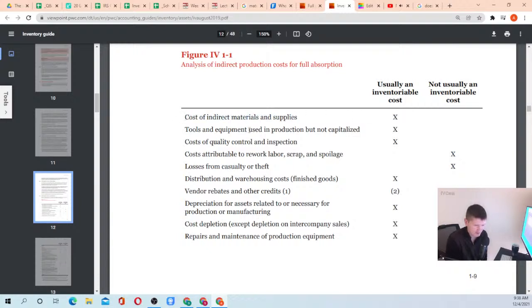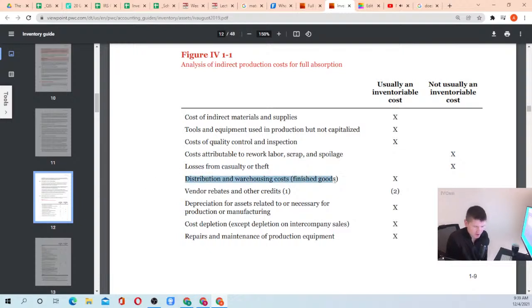So materials and supplies, tools and equipment, cost of quality control. But if you do some scrapping, spoilage or rework, you expense it in the period when you do it. You do not capitalize that cost. Or casualty or theft.